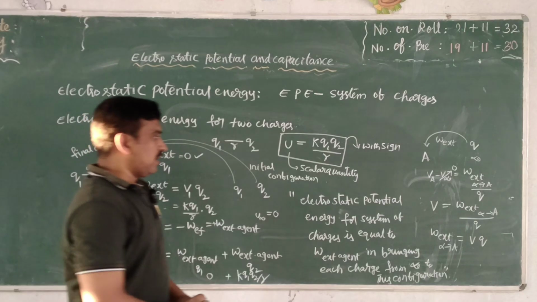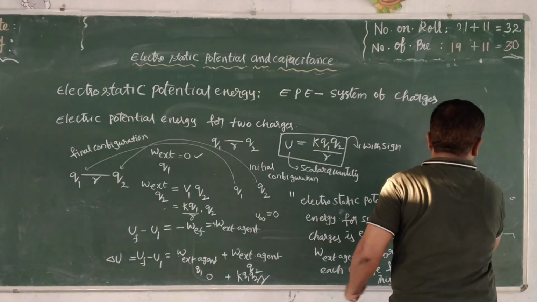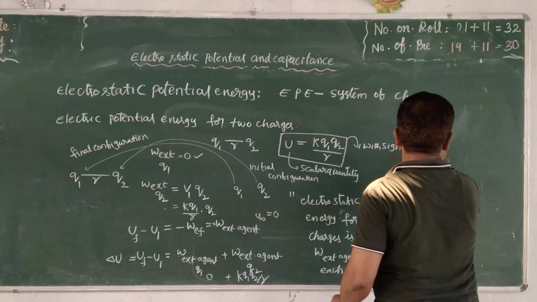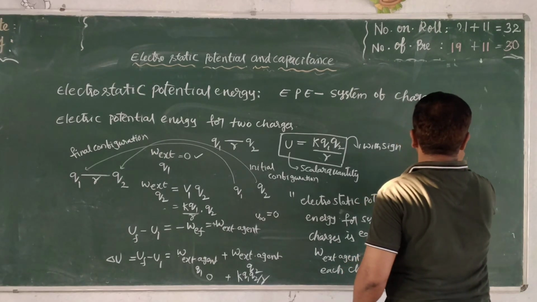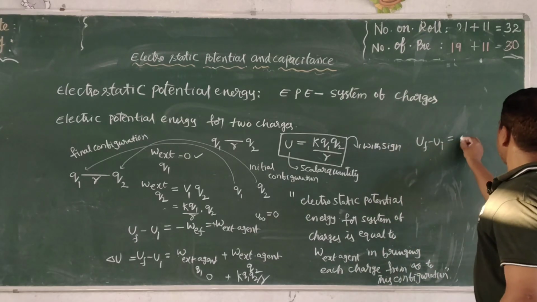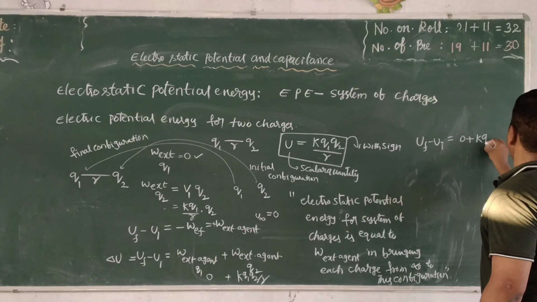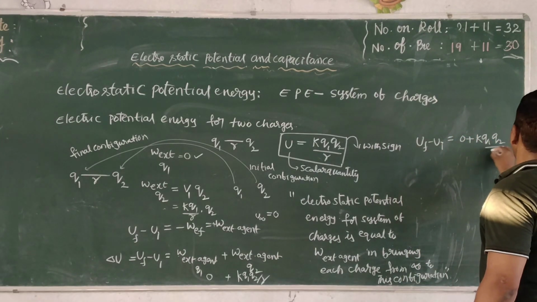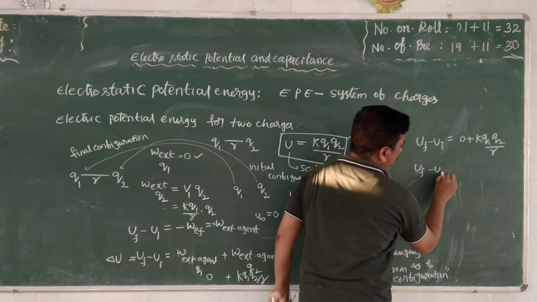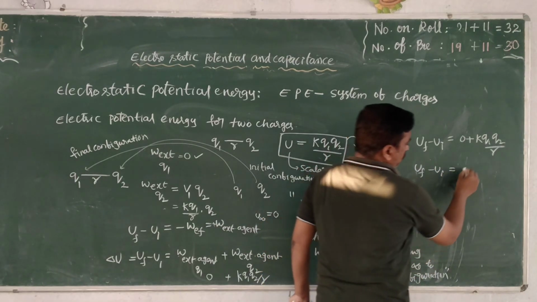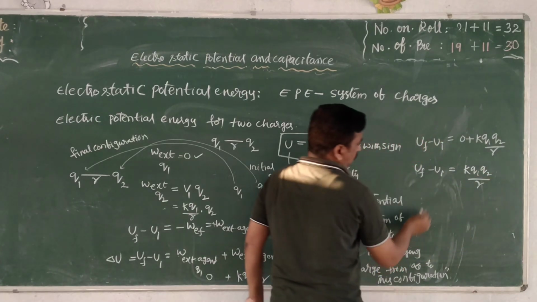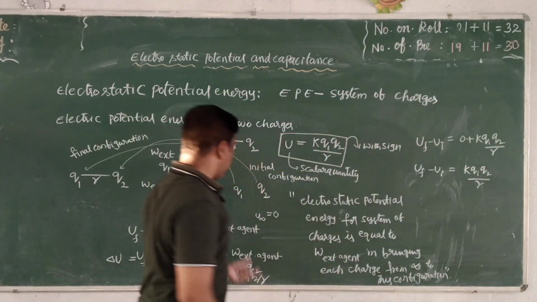So we can add this. We get the change in potential. U final minus U initial equals first one 0 plus K Q1 Q2 by R. See what we get now: U final minus U initial equals K Q1 Q2 by R. See, U initial means where it is, infinity.